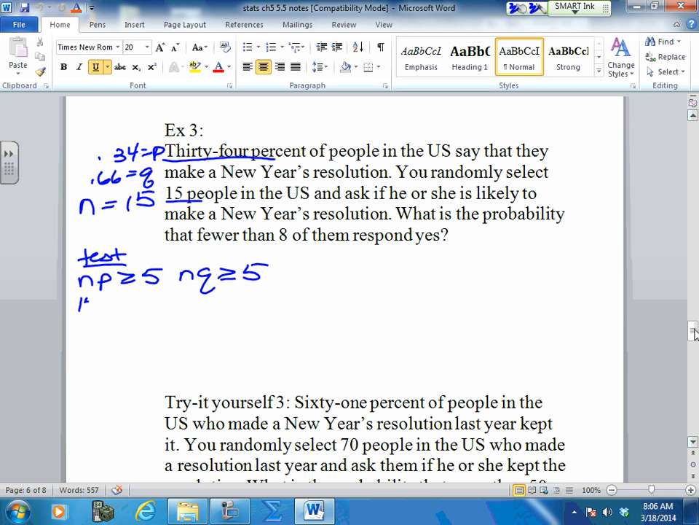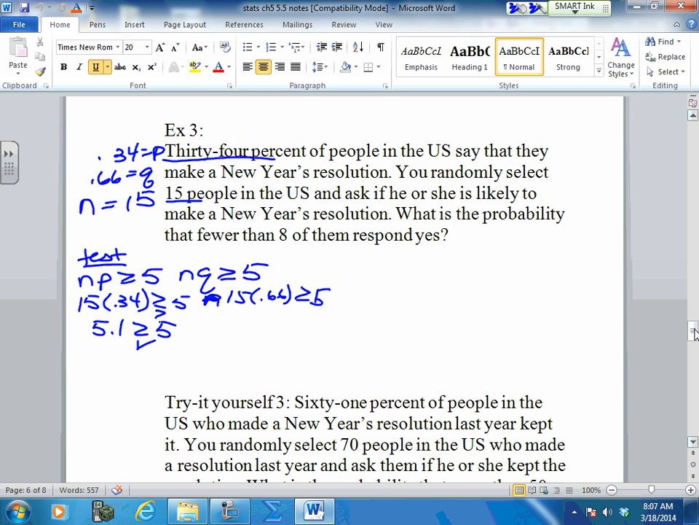So we do 15 times 0.34, we check, and we do 15 times 0.66. And if this one's good, then the 66 one has to be good. So we plug this in, and this is greater. Great. What is it? 5.1? So we're good to go. And of course, if the lower one works, then the upper one, the larger one, has to work.